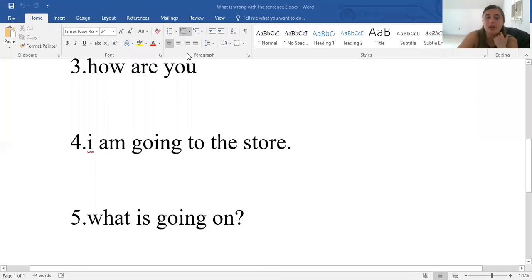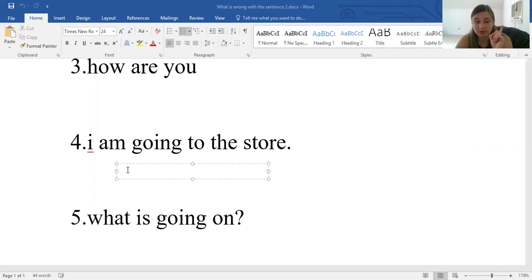Sentence 4. I am going to the store. Now the sentence looks pretty good, but we're just missing one of our most important rules, and that's our capital letter at the beginning. Also, I think you all should remember at this point, it's important to make sure that I is capitalized, whether or not it is at the beginning of the sentence. It's an independent letter, it just hangs out on its own, so it needs to make sure that it's capitalized. I am going to the store. Good job.